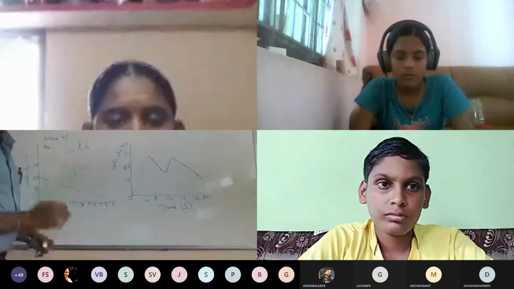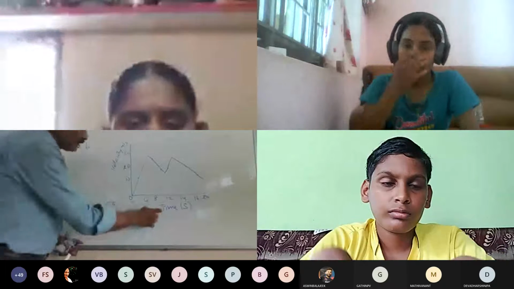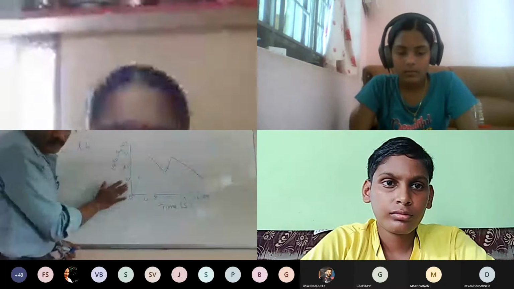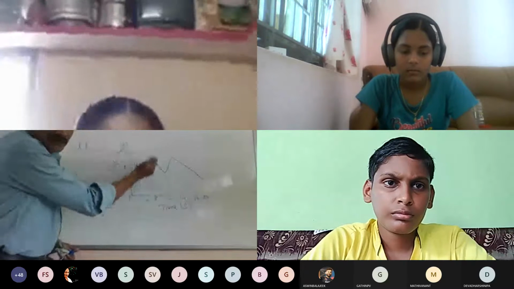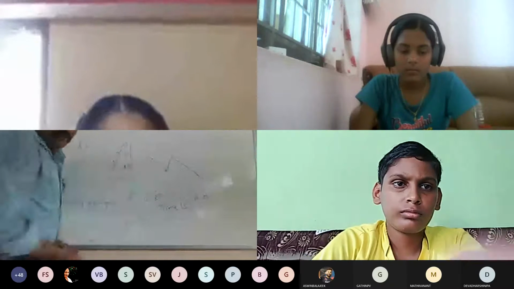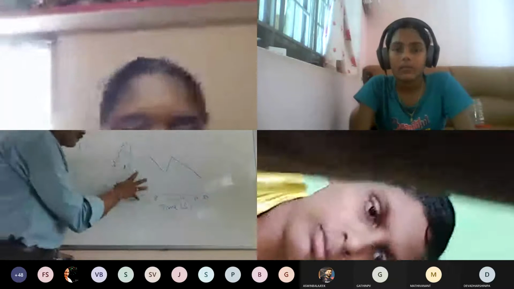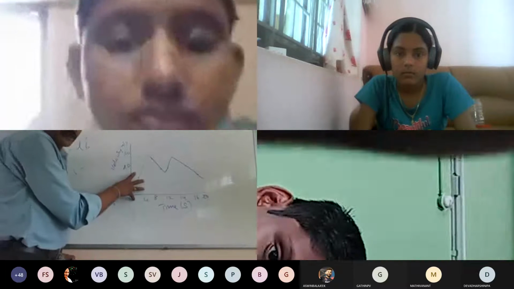Non-uniform motion, speed is not equal. See here, time and velocity. Sometimes as time increases, velocity also increases. But here, as time increases, velocity sometimes increases and sometimes decreases. So there will be a variation in the velocity. So this is an example of non-uniform motion, a non-uniform velocity graph.